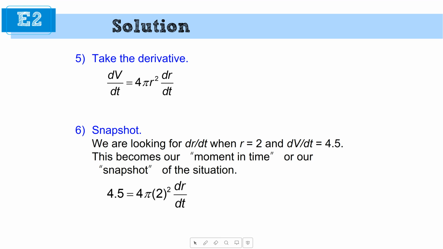Okay, I'm guessing you got one of 2 answers. You either got 0.884 or 0.089, oh, that would be 0.090. Which one? You should have gotten the second one. If you got the other one, you got it by doing 4.5 divided by 16 pi, correct?